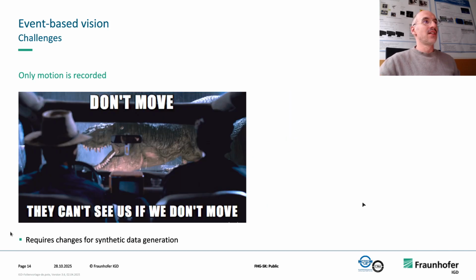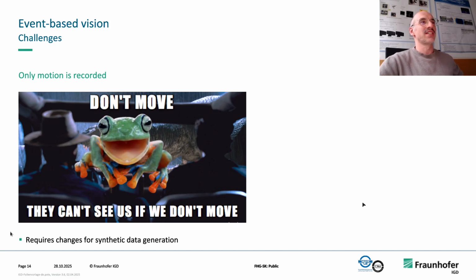And to highlight it, I want to use this scene from Jurassic Park, where it says that if you don't move, the T-Rex cannot see you. And this is the main disadvantage. If there's no motion, the event camera is basically blind. But actually, the T-Rex thing is a misconception, and the T-Rex had very good vision because they had very big eyes. So to be more realistic, think of a frog instead, because they actually have this event-based low-level vision where the eyes only send information if there is motion.